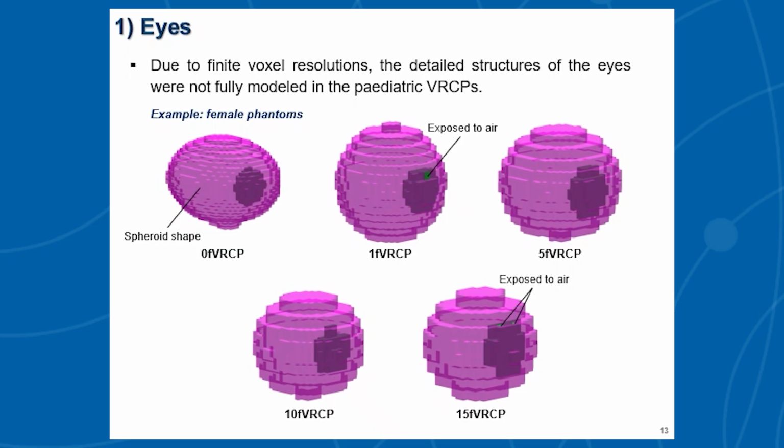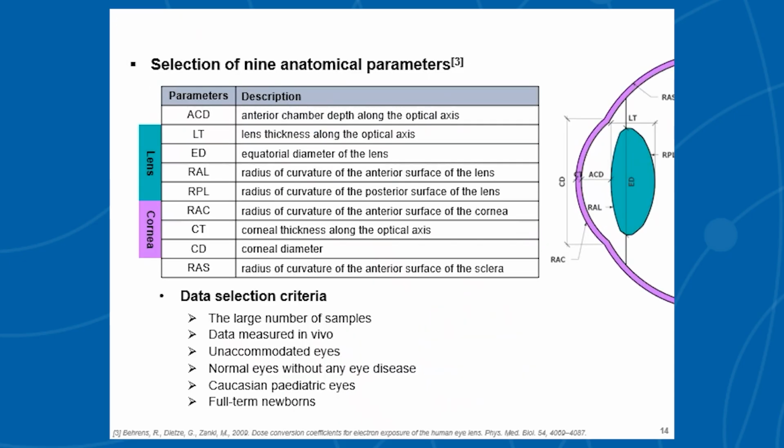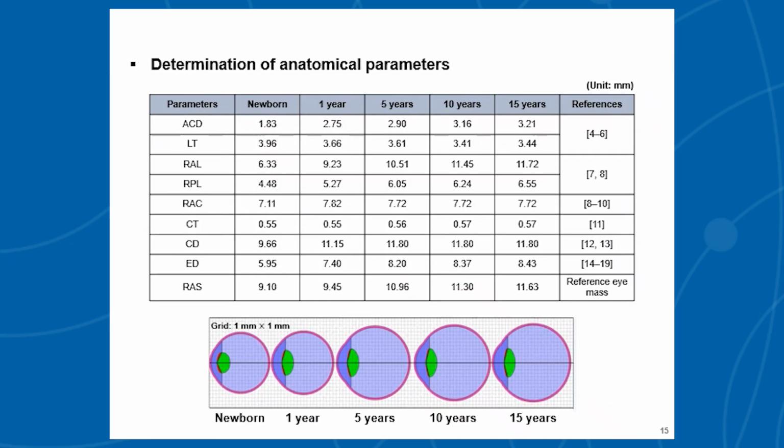But for the pediatric case, such models were not available, so we first developed pediatric stylized eye models for each age group. For this, we selected the 9 anatomical parameters shown in this table, following the adult stylized eye model. After that, we reviewed many literature sources and selected data to use based on the criteria shown below. Finally, we determined the values for each anatomical parameter accordingly. This slide shows the determined values for each age group and each anatomical parameter, along with their corresponding representations.